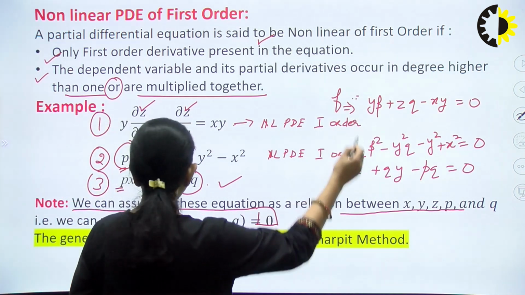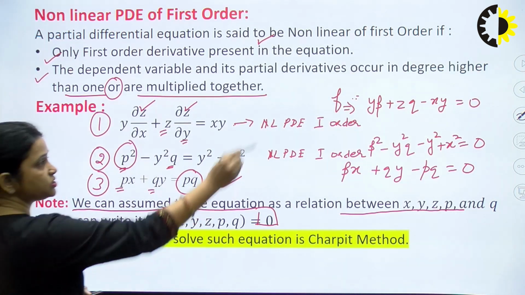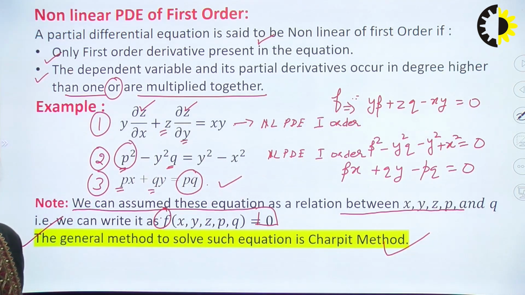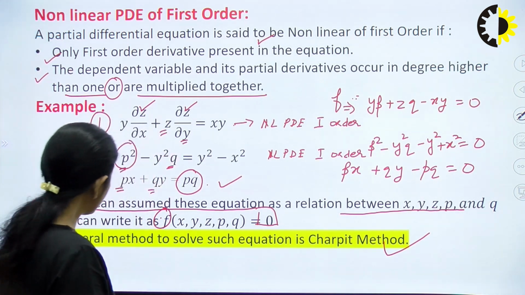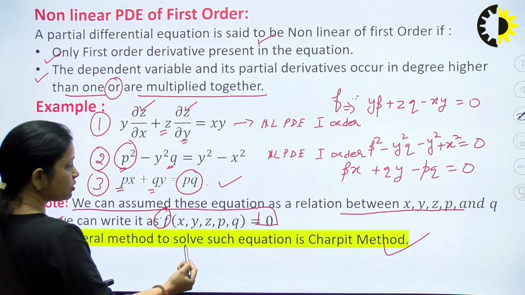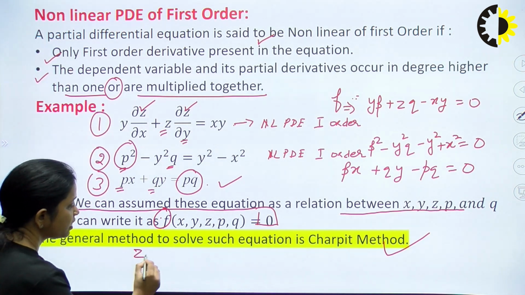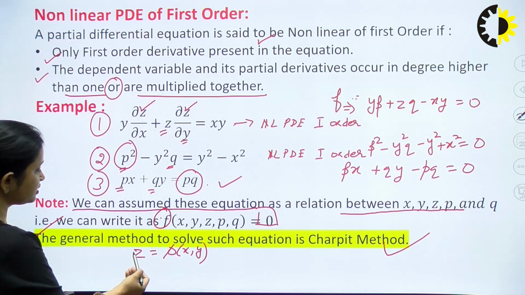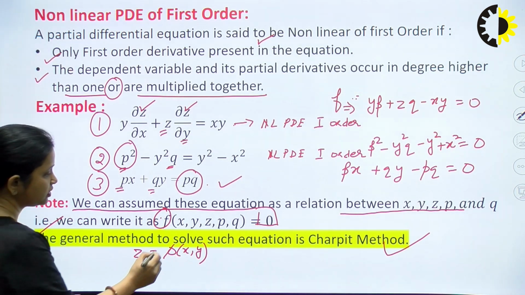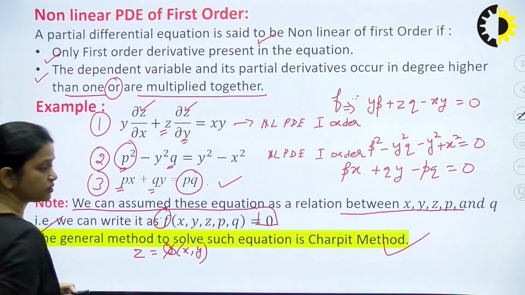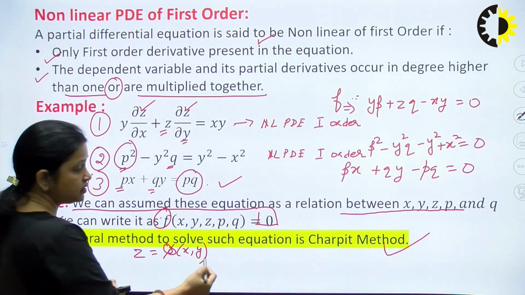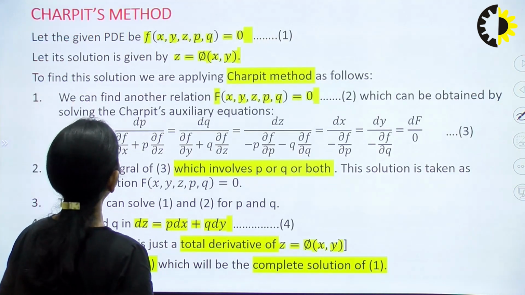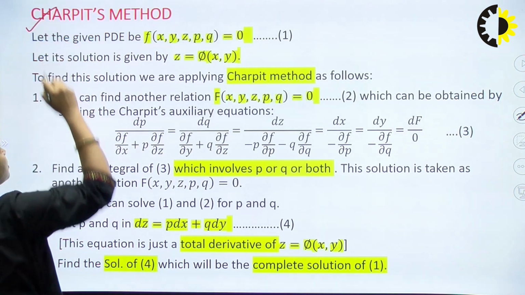And the general method to solve such a type of equation is the Charpit method. Today we will discuss the Charpit method. Now see, to solve the partial differential equation means we have to find a relation between the dependent variable and the independent variables like z is equal to phi(x, y). We have to find this relation which will satisfy the given differential equation. So let's talk about the Charpit method. So let us start. What is Charpit method?